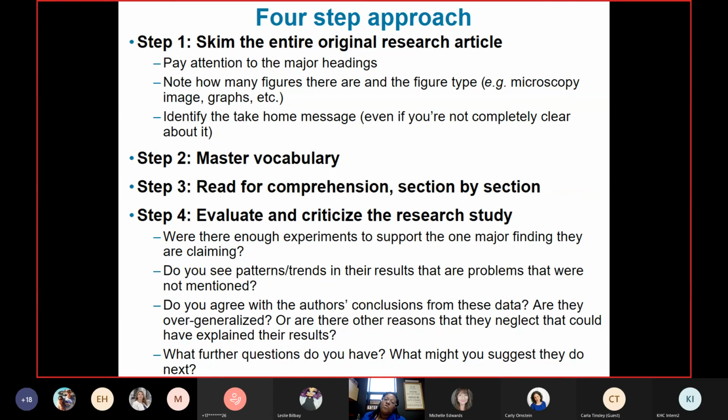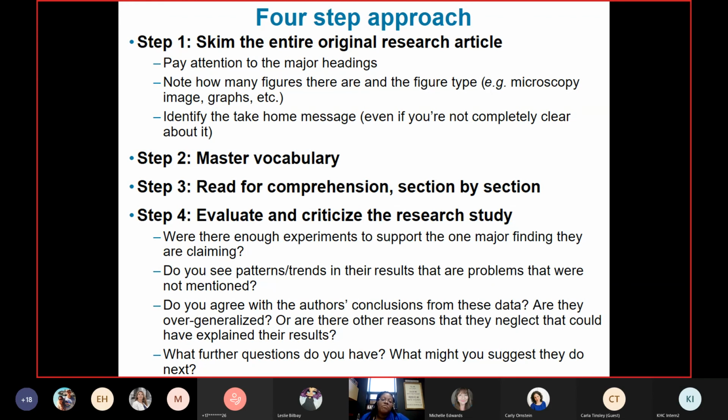But then there's also this 4-step approach. And in the 4-step approach, the first step, you skim the entire research article. So unlike the 3-pass approach, you're going to just take your time. You're going to look at the major headings. You're going to look at how many figures there are and what type of figures are there. Maybe it's a microscope image. Maybe it's a graph. Maybe it's a table. So you're going to think through that, look at that, take stock of that. And then you're going to identify the take-home message. Even if you're not completely clear about all the details of what that means, you're going to be able to identify that. Step 2 is go through and master vocabulary. And I'll tell you how you can do that a little bit later in the presentation.